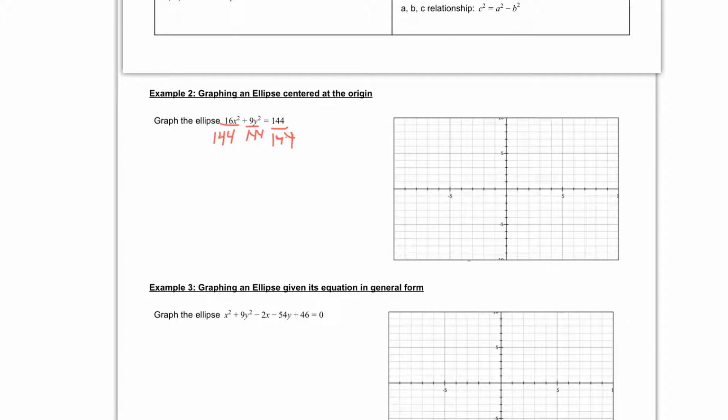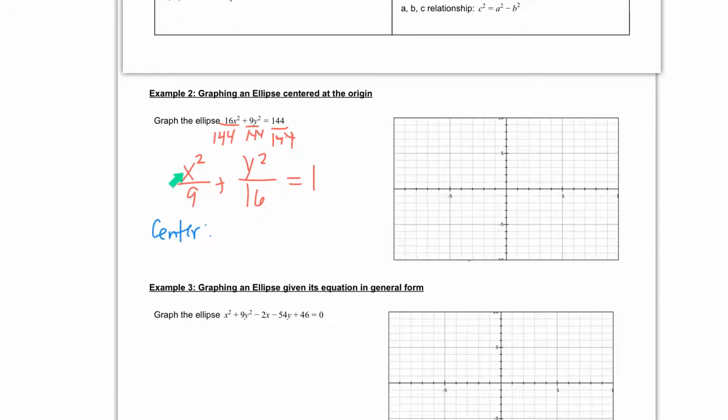And then if I look to divide, 16 divided by 144 is going to leave me with 1 over 9. So I end up with x squared over 9 plus 9 divided by 144 is going to leave me with 1 over 16. So I get y squared over 16 equal to 1. And then if I want to graph it, again, the first thing I need in order to graph is I need my center.